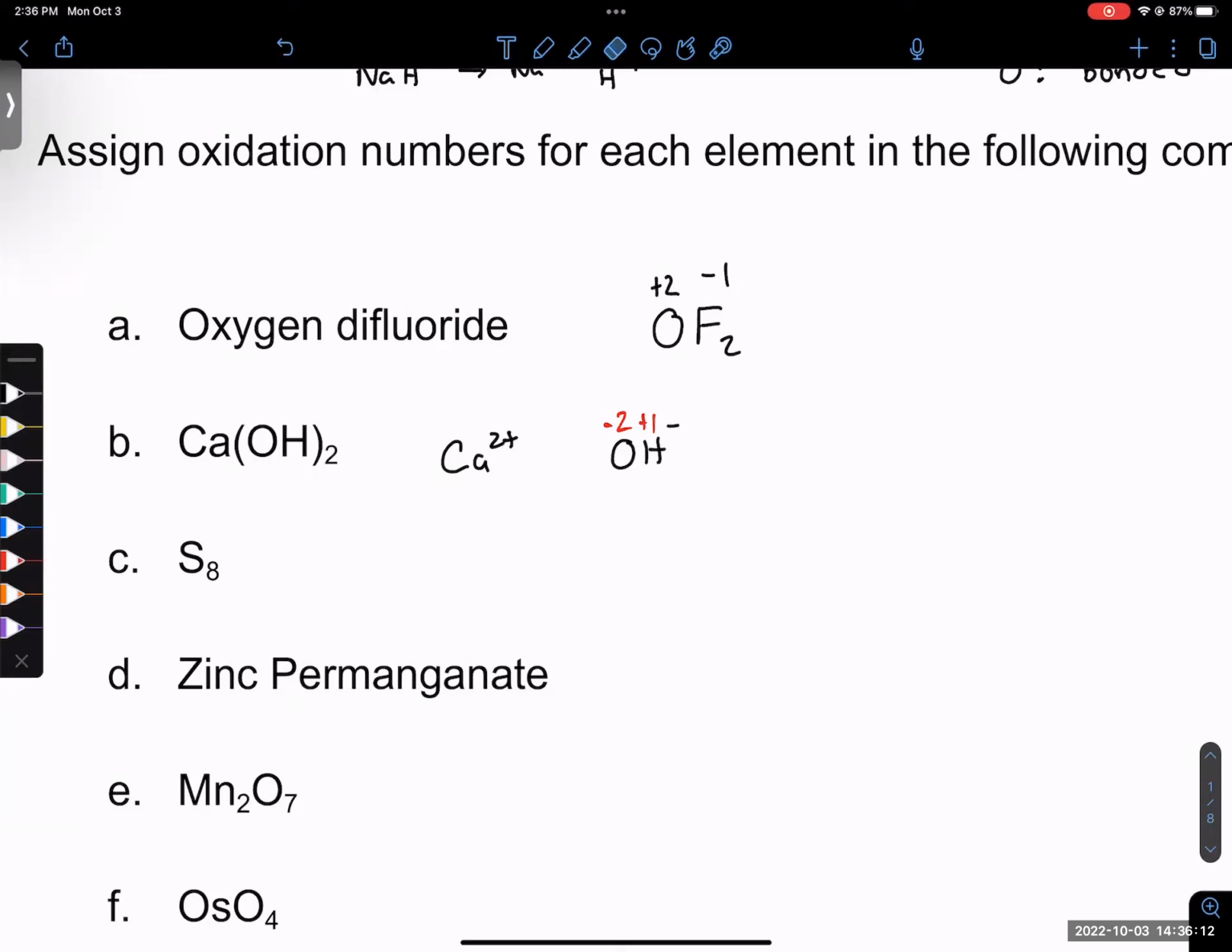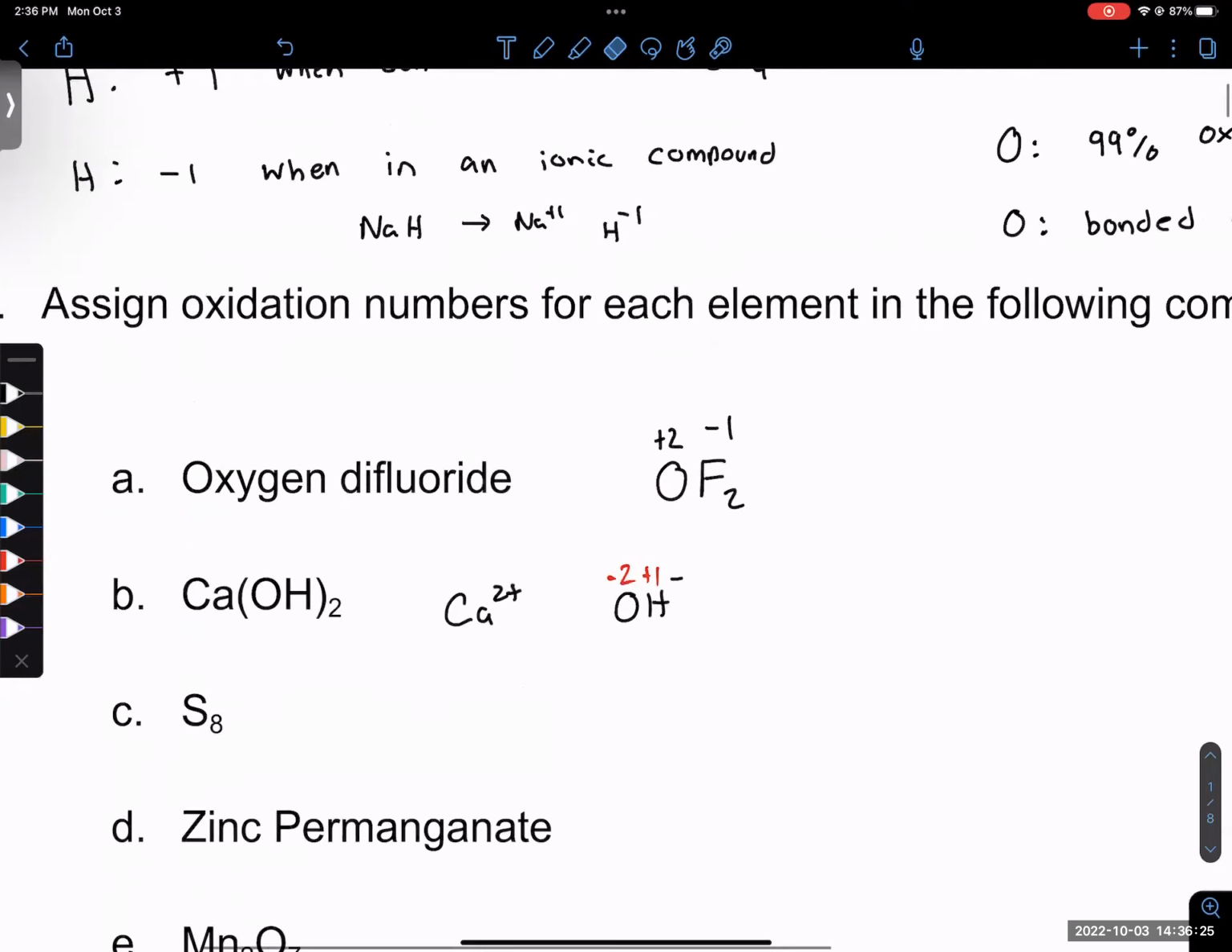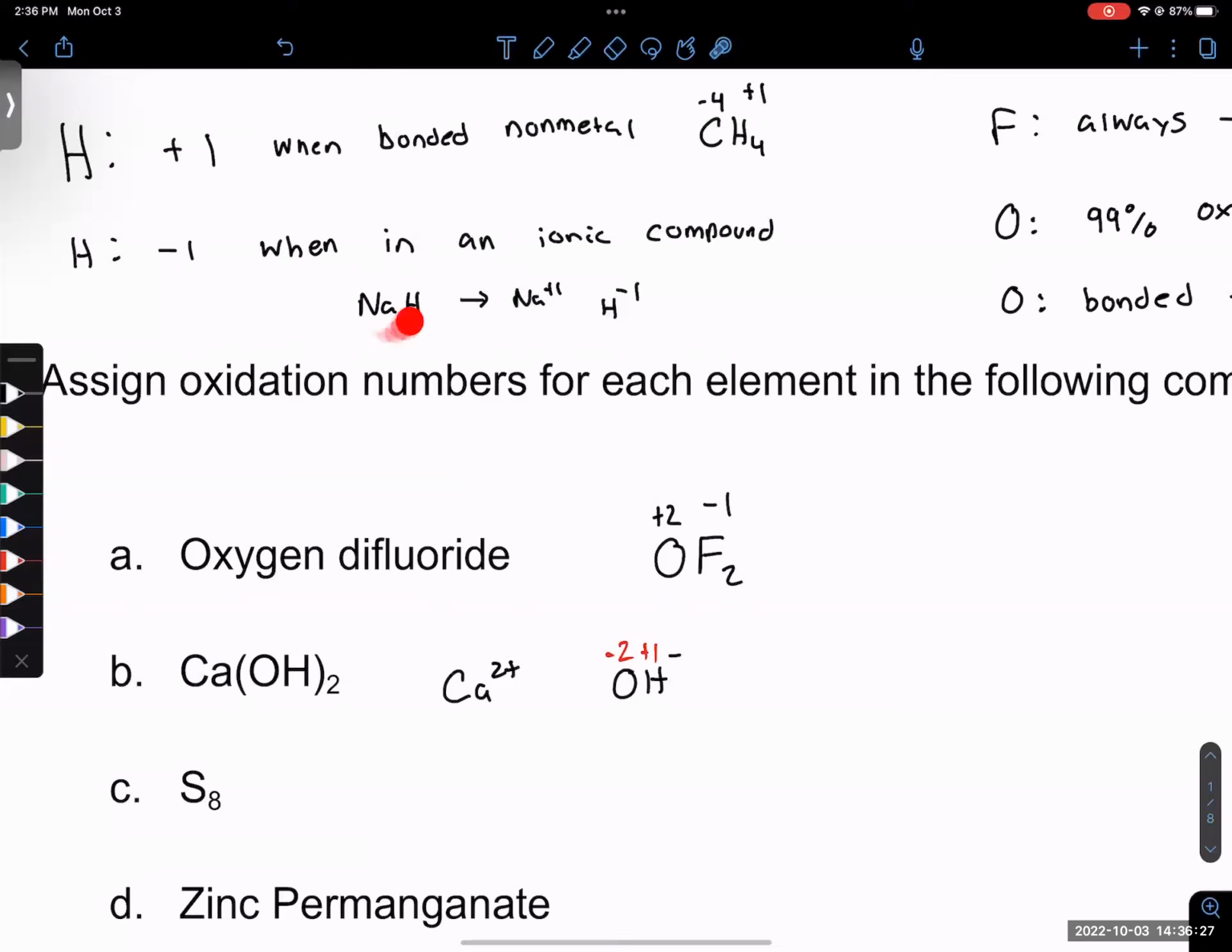Does that make sense? So remember, hydrogen is only a -1 when it's directly bonded to a metal. So like we said up here, when you have sodium hydride, you have sodium and then the hydride with the -1, right?